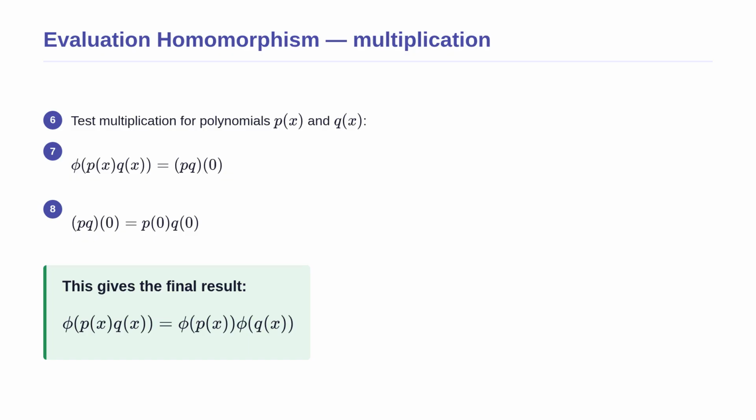We multiply the two polynomials together to form a new product polynomial and then evaluate it by plugging in 0. Once again, the fundamental rules of polynomial multiplication dictate that evaluating a product at a specific point yields the exact same number as multiplying their individual evaluations at that point. Substituting our function notation back into the equation gives us our final answer. Since both addition and multiplication are respected, evaluating polynomials at a fixed point is a valid ring homomorphism. This allows us to turn complex polynomial problems into simple numerical arithmetic.